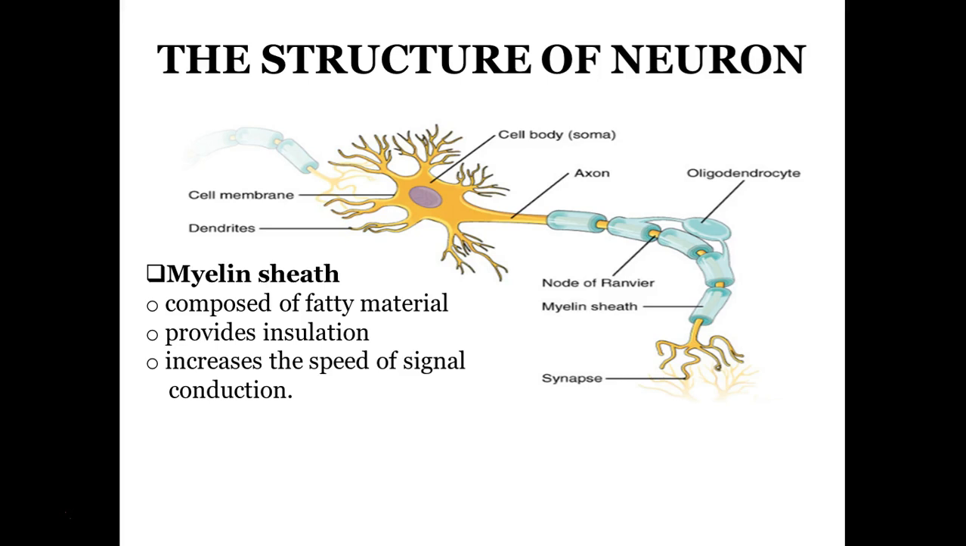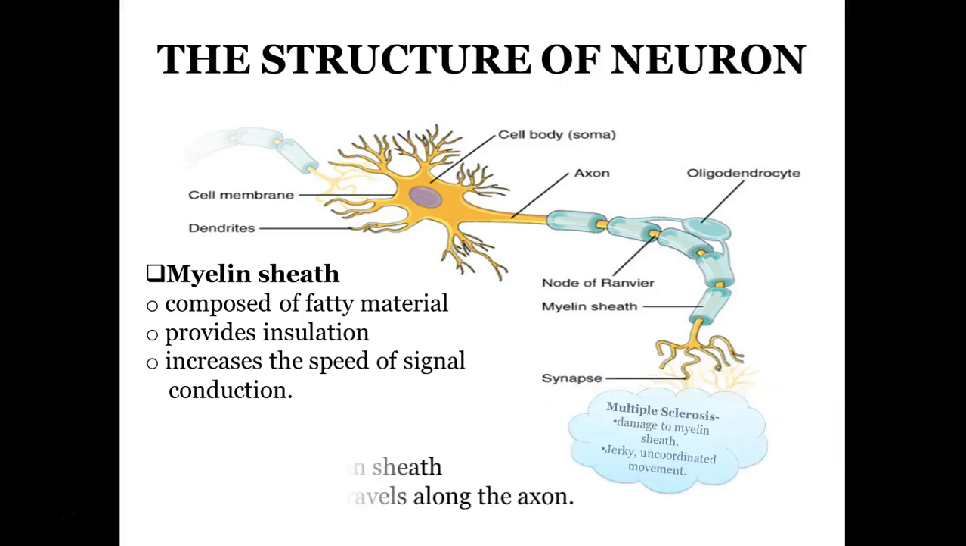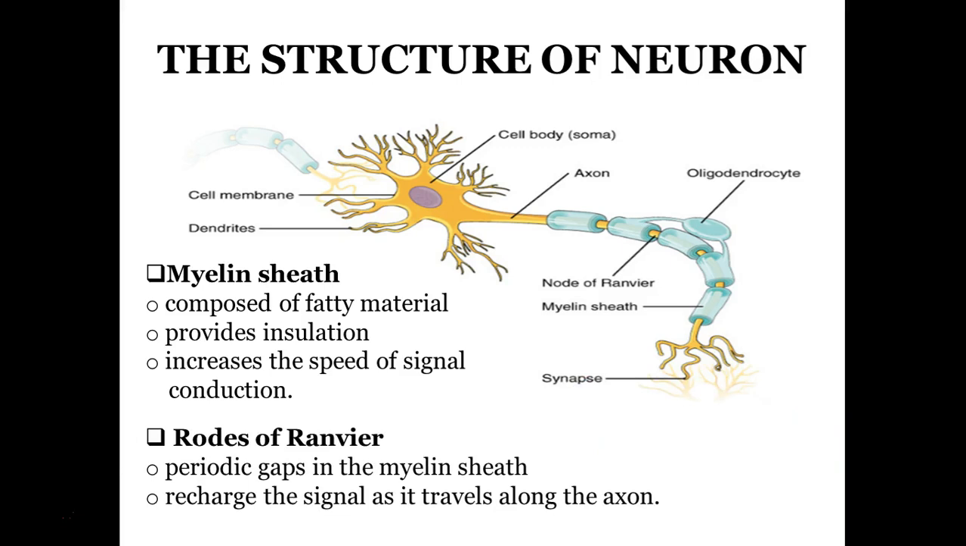The nerve impulse or the signal which travels throughout the axon gets insulated, gets protection by the myelin sheath, which further enhances the speed of signal conduction. And there is one more interesting fact, that if there is any damage to the myelin sheath, then a disease called multiple sclerosis is caused, where a person faces jerky and uncoordinated movements. Then the nodes of Ranvier, which I told you are the gaps in the myelin sheath, actually recharge the signal as it travels along the axon.